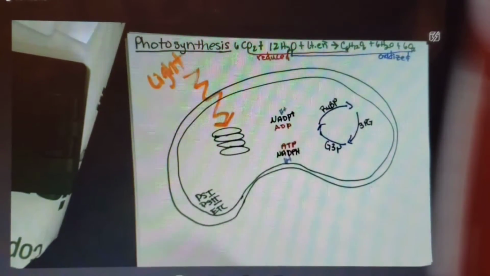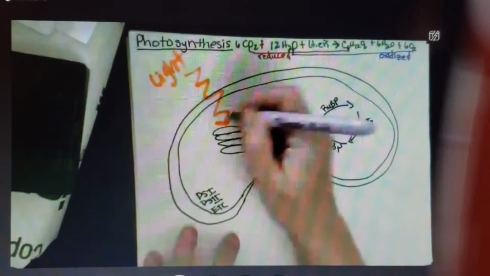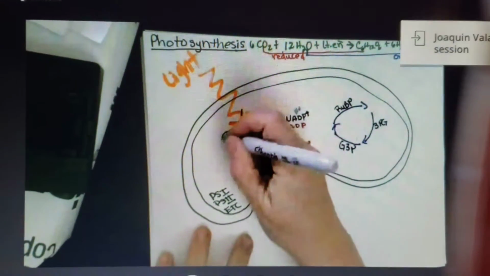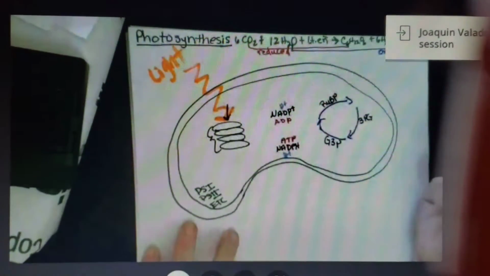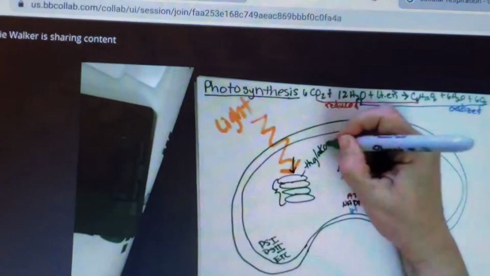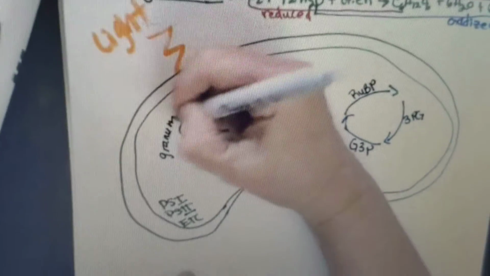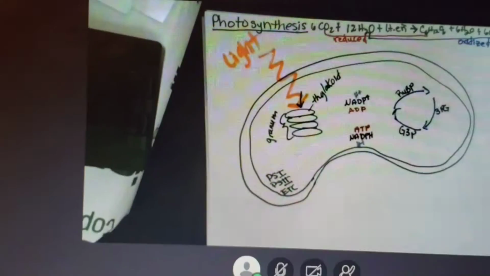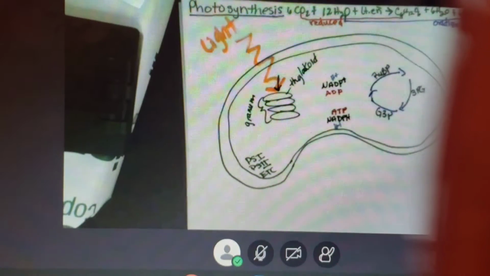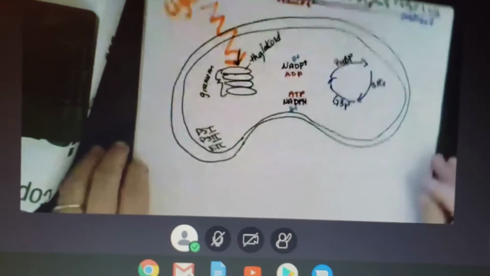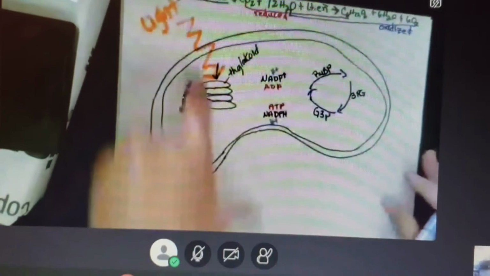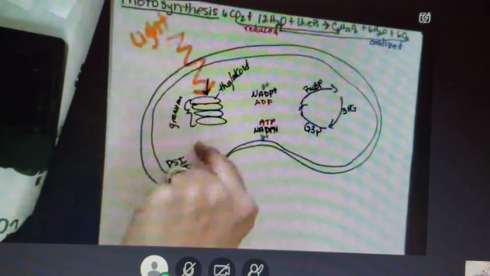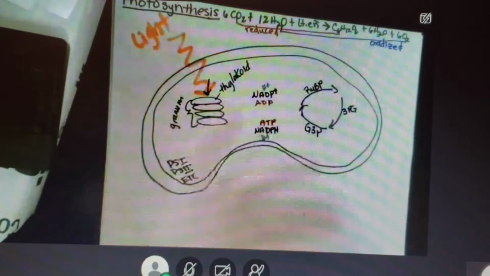So light energy is going to go in, and what did I say these were called? Individually, each of these was a thylakoid. What was the name of all of them? Do y'all remember? It's grana, okay? Thylakoid and grana, all right? So we have 2 ways to classify reactions here. One takes light and the other one doesn't take light. So which do you think this one is? Obviously, that's got to be the light reactions, right?